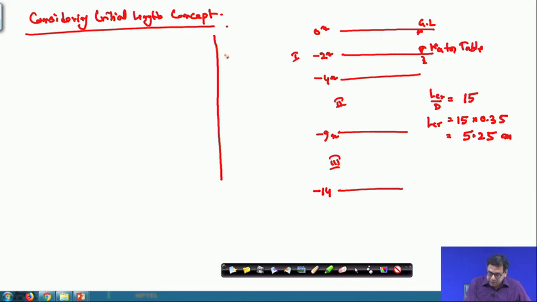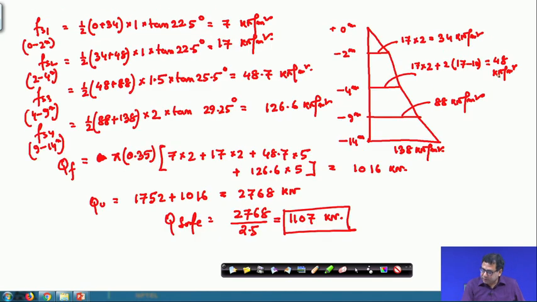So, again if I draw the distribution. Up to 2 meter this is the value. Up to 2 meter it will be 17 into 2. So, that is 34 kilonewton per meter square. Then at 4 meter, again this value is 48 kilonewton per meter square, because in the 4 meter we have calculated, that is 48 kilonewton per meter square.